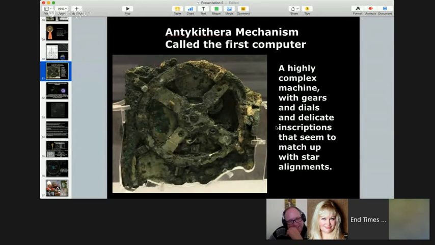Carry on. This is a highly complex machine with gears and dials and delicate inscriptions that seem to match up with star alignments. So this was kind of like the first computer, and this is something that they found off of this island.